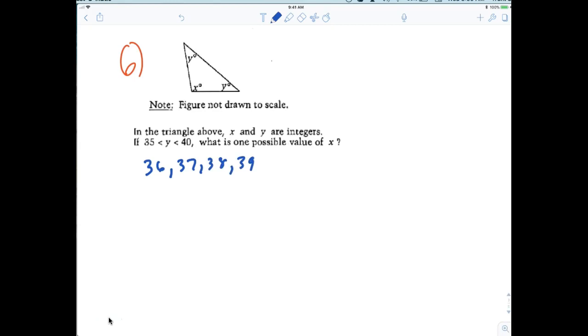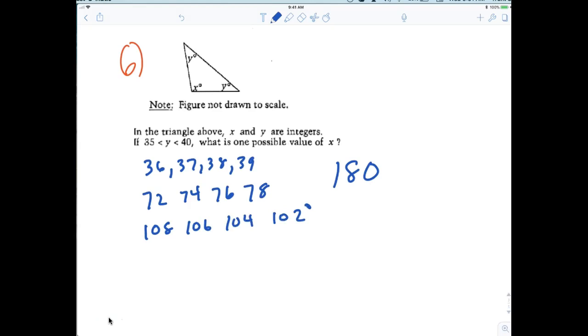So the sum of the angles of a triangle add up to what? 180. All right? So it's 180. So there are two Ys. Do you agree? So you add two of them, that's 72, 74, 76, and 78. And then you subtract from 180. So this would be 108, 106, 104, 102. Those are your possibilities. If you have 108, 106, 104, 102, then you have the right answer. If you didn't get one of those, you got the wrong answer.